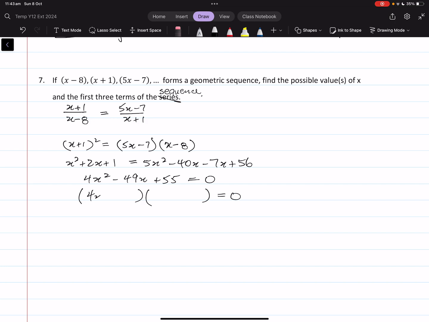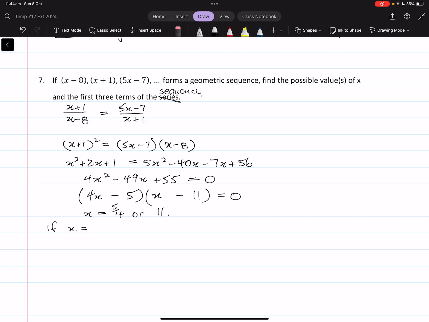So 4x multiply to give 55, so 5 and 11. So we'll try it this way. And that would require that to be a minus and a minus, both be negative. So 4x squared minus 44 minus 5 gives you the minus 49x plus 55. So that tells me that x is equal to 5 on 4 or 11. So there's actually two possible values of x. So let's take the first one.